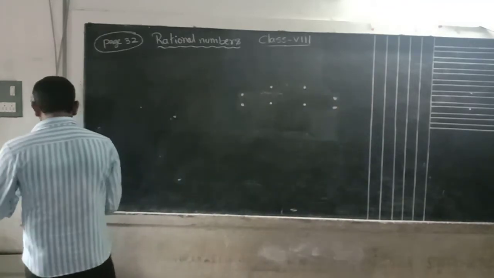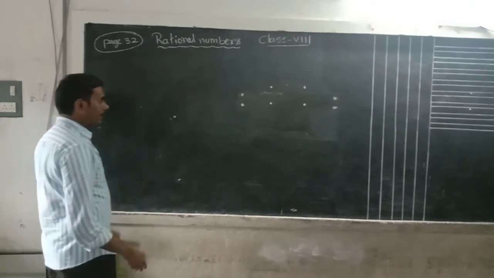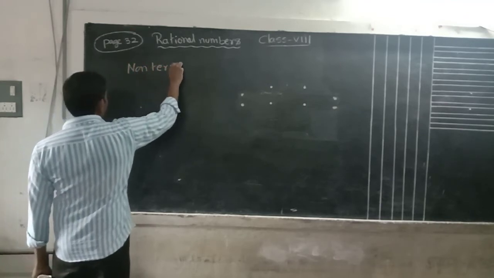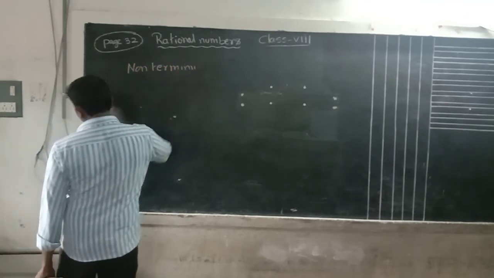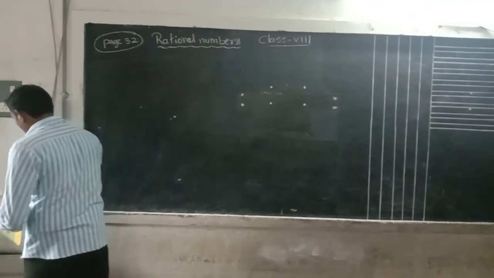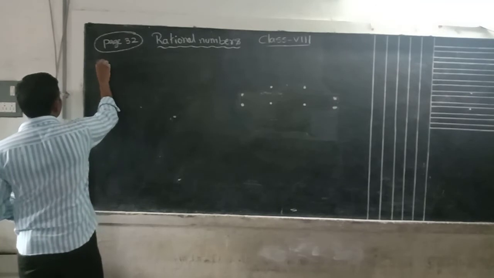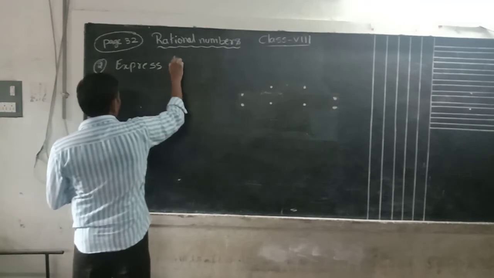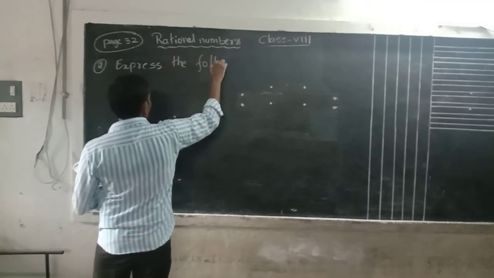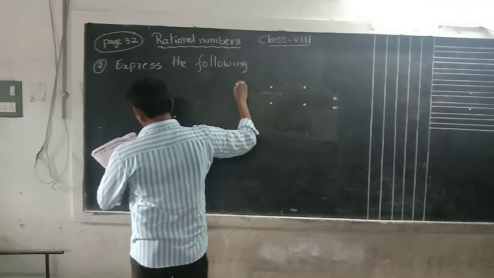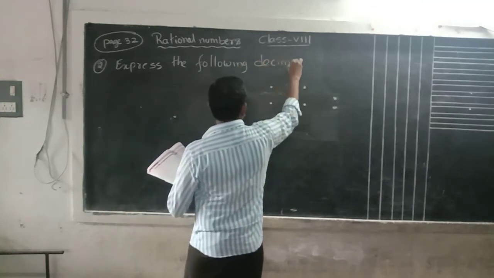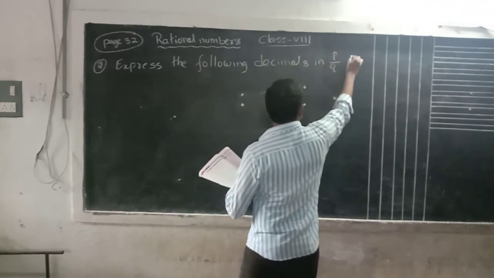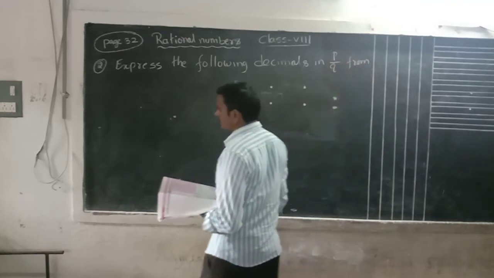We go for the next second one. Whenever a non-terminating decimal is given, express the following decimals in p by q form. They will ask for rational form also, rational number form also.